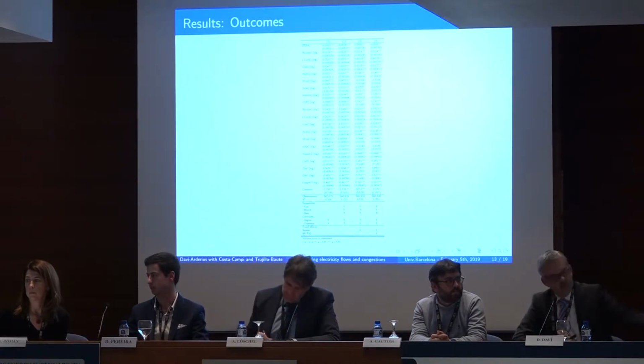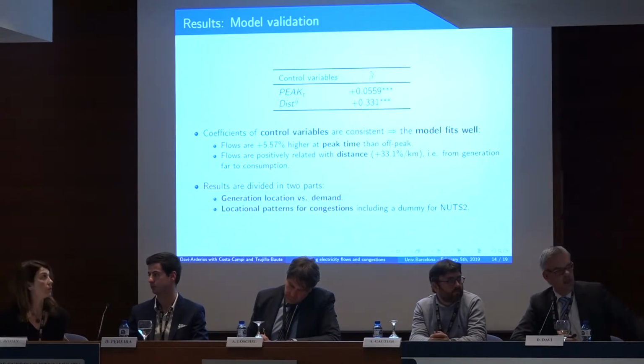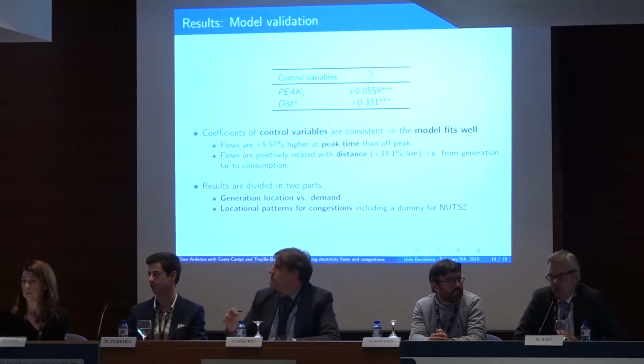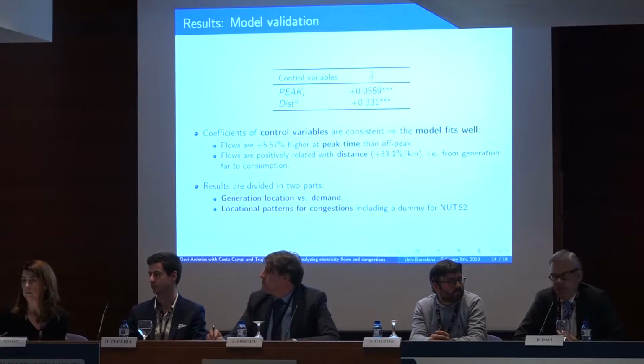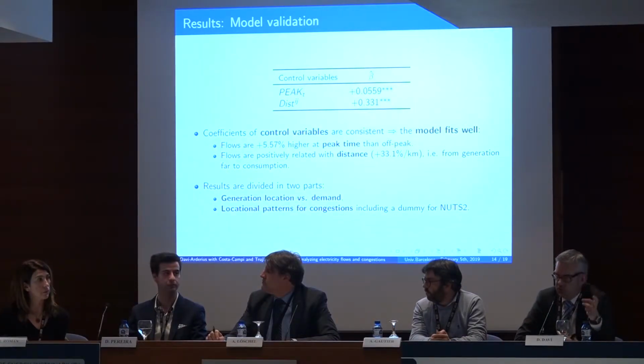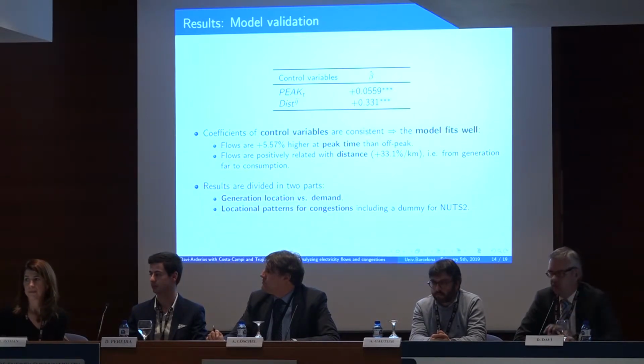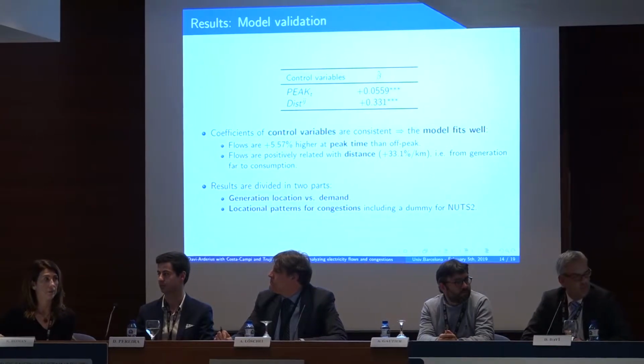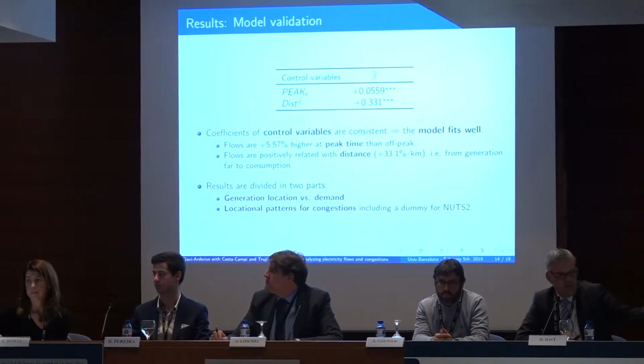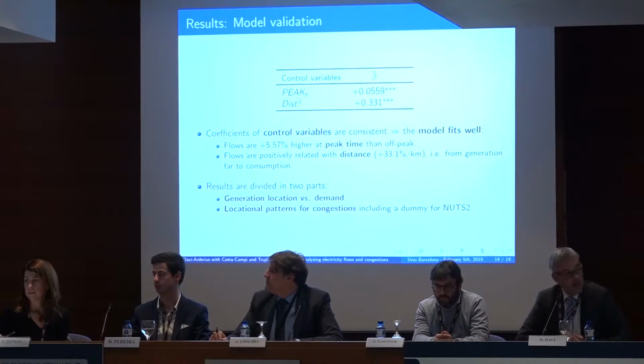So this is the outcome. I will show you in the following slide more detailed results, because there are a lot of numbers. First of all, to validate the model, what we see is that in the peak time, because we use hourly information, but we transform into observations per day, one for peak, the other one for the off-peak. When we include the dummy variable, we see that flows in the peak are higher than off-peak, which is obvious. We see that in our model, which validates our model.